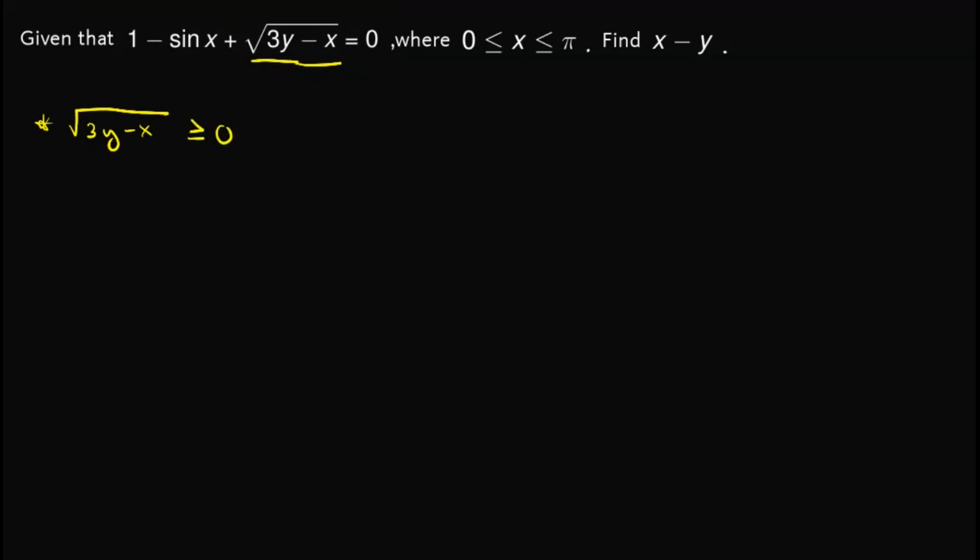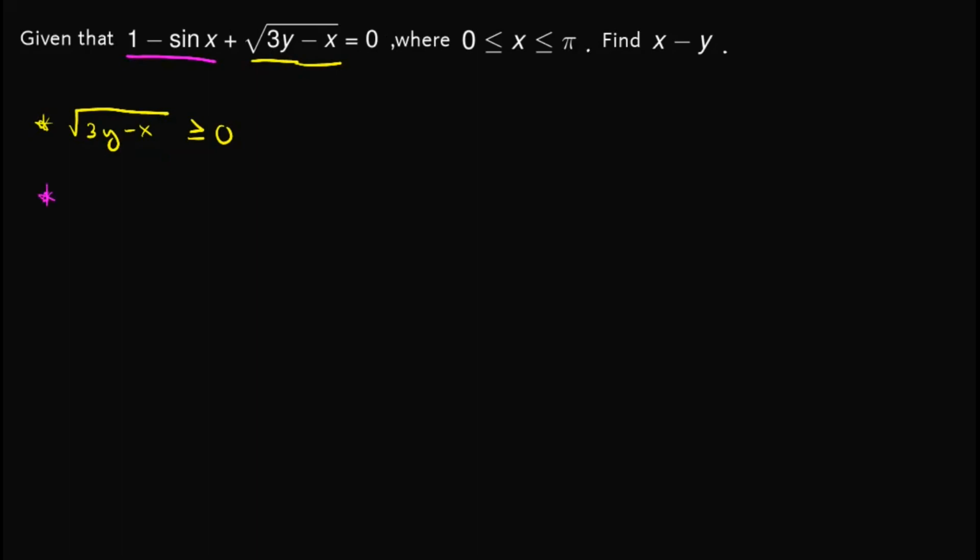So the reason behind this is that the square root function cannot be negative. It should always be 0 or positive. Also, note that this one out here, we focus next on this one.